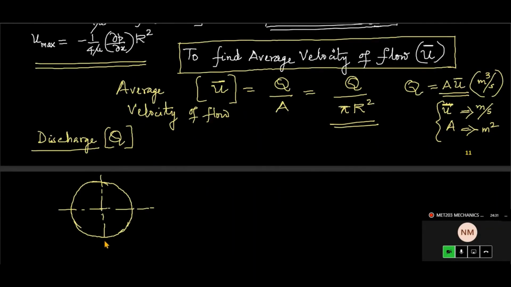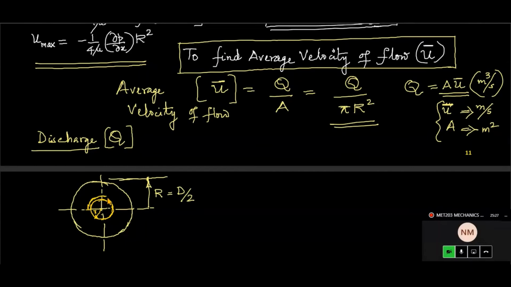This is the cross section of the pipe, in which the radius is capital R. Now we will consider a fluid element at the center. In the cross section, you will be able to see it like this. The radius of this one is small r. Now we will consider a layer of fluid at radius r.